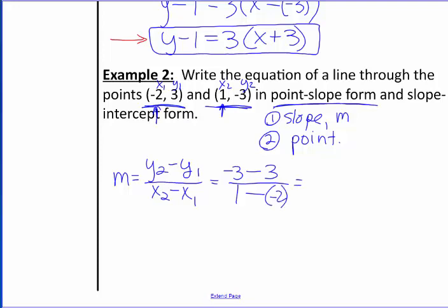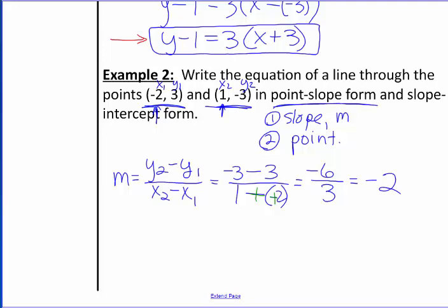And then do some simplifying. So on top, -3 minus 3 is -6. And then on bottom, remember the minus a negative is the same as adding the opposite. Makes them positive. So 1 plus 2 is 3. Simplify: -6 divided by 3 is -2. So that is our slope. That is our m. And then you can use either point.